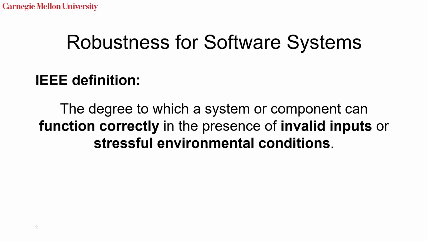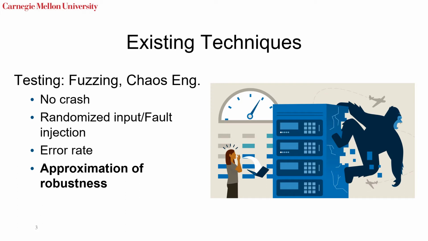According to IEEE, robustness is the degree to which a system or component can function correctly in the presence of invalid inputs or stressful environment conditions. Just like other quality attributes, we are interested in how to measure robustness and how we can improve the robustness of a system. Existing techniques regarding robustness focus more on testing.